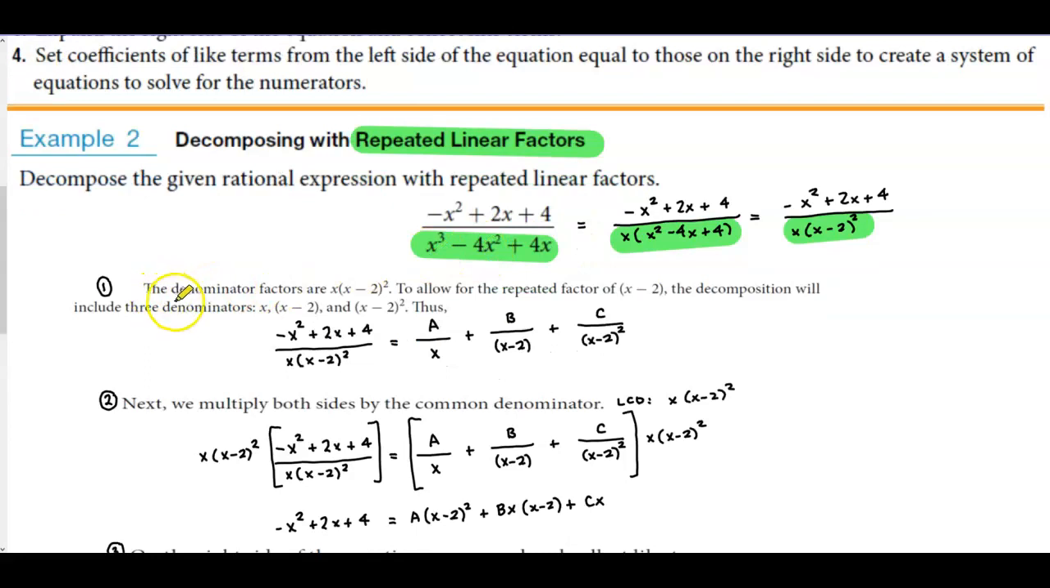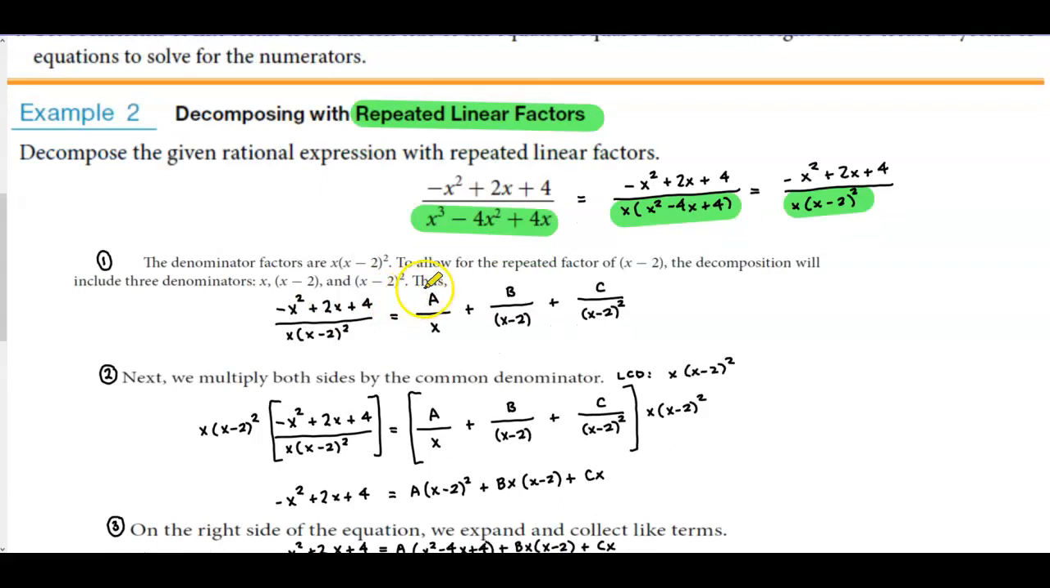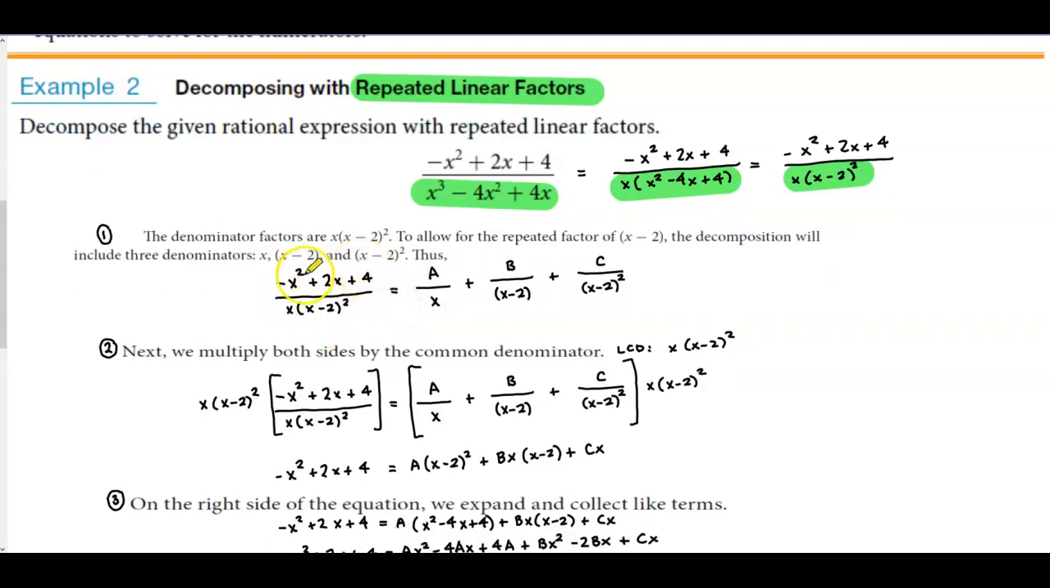Now, in step 1, the denominator factors are x times x minus 2 squared. So to allow for the repeated factor of x minus 2, the decomposition will include 3 denominators: x, x minus 2, and x minus 2 squared. So therefore, on the left side, we have our denominator in factored form of what the original expression is. And so the first denominator is going to be a over x plus a second denominator, which is b over x minus 2 plus c over x minus 2 squared.